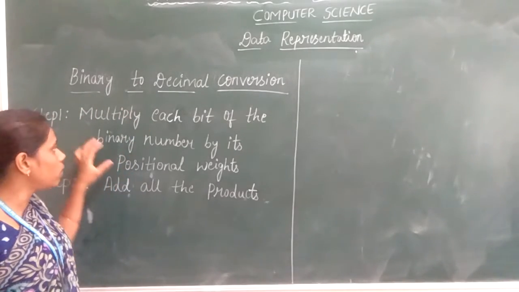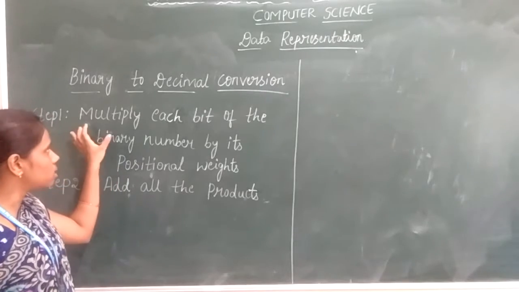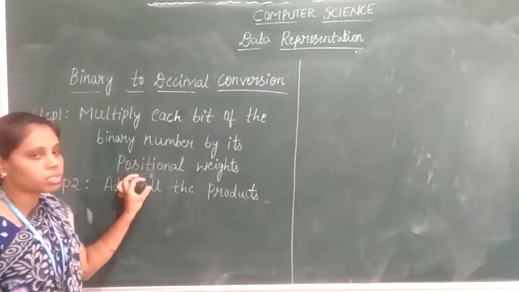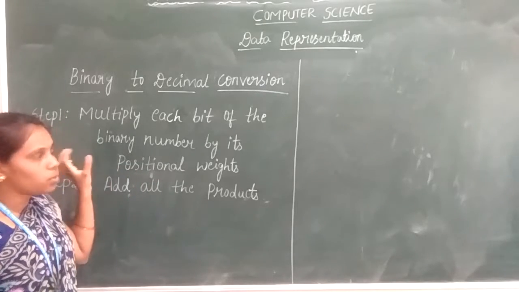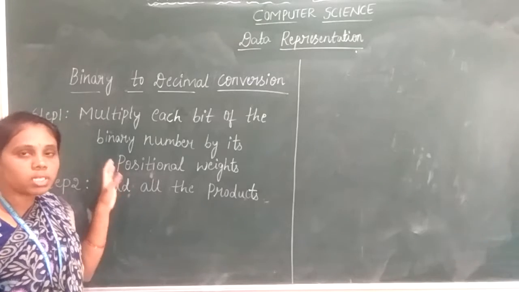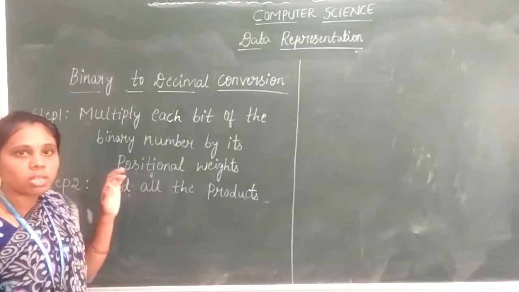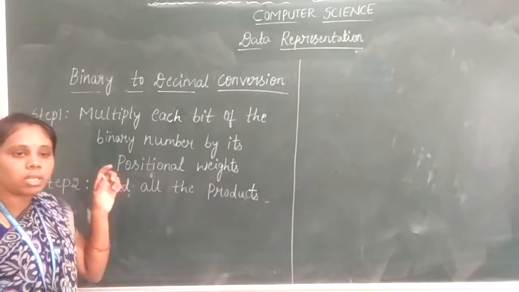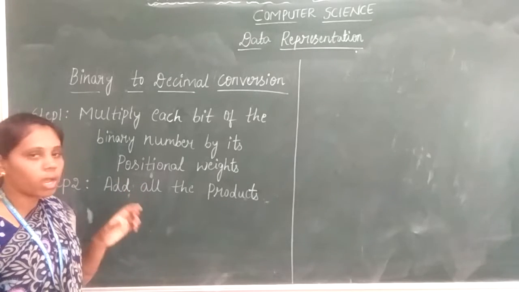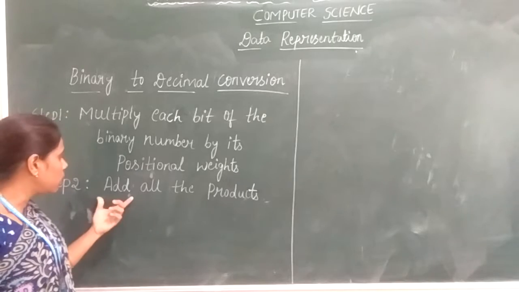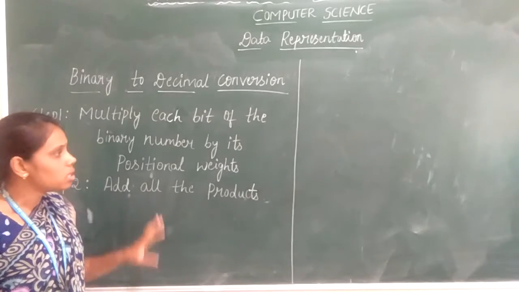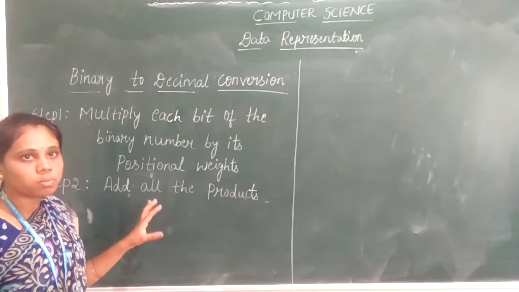In this conversion we need to follow these steps. First step is to multiply each bit of the binary number by its positional weights. That means you need to multiply each and every digit by 2 with its positional weights. Positional weights are nothing but the place in which the digits are placed. After that, in the next step, add all the products to get the final result.